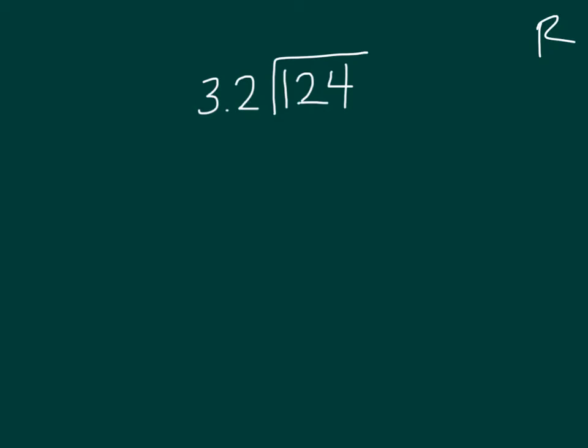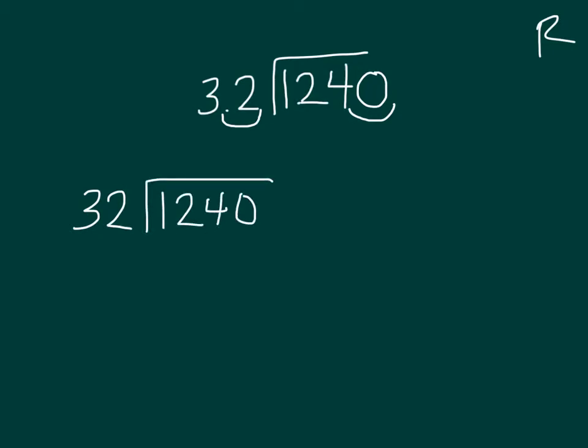First thing on the remembering side, we want to move this decimal point over, which means we move this decimal point over and put a 0 here. I'm going to rewrite the problem so it doesn't look so messy. And then I'm going to round 32 to 30.